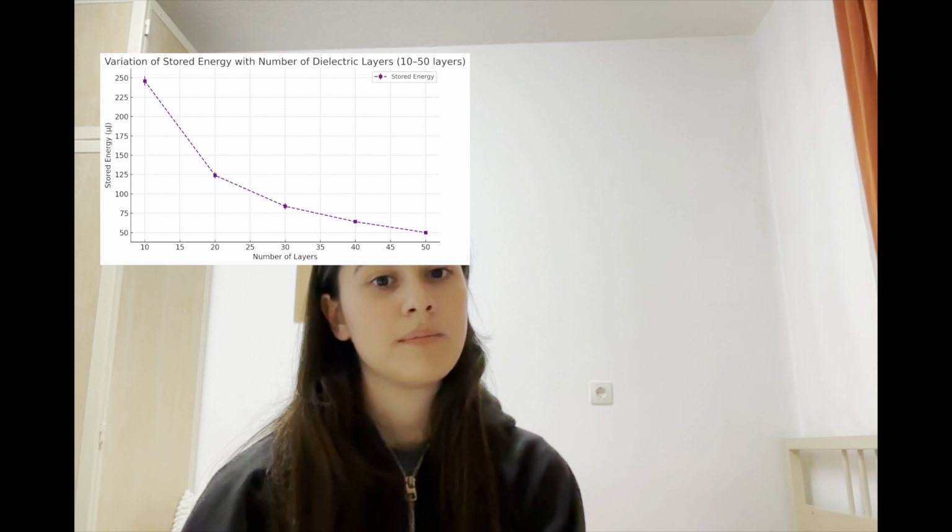Thus, the experiment confirmed that capacitance is inversely proportional to dielectric thickness, and that stored energy follows the same trend.